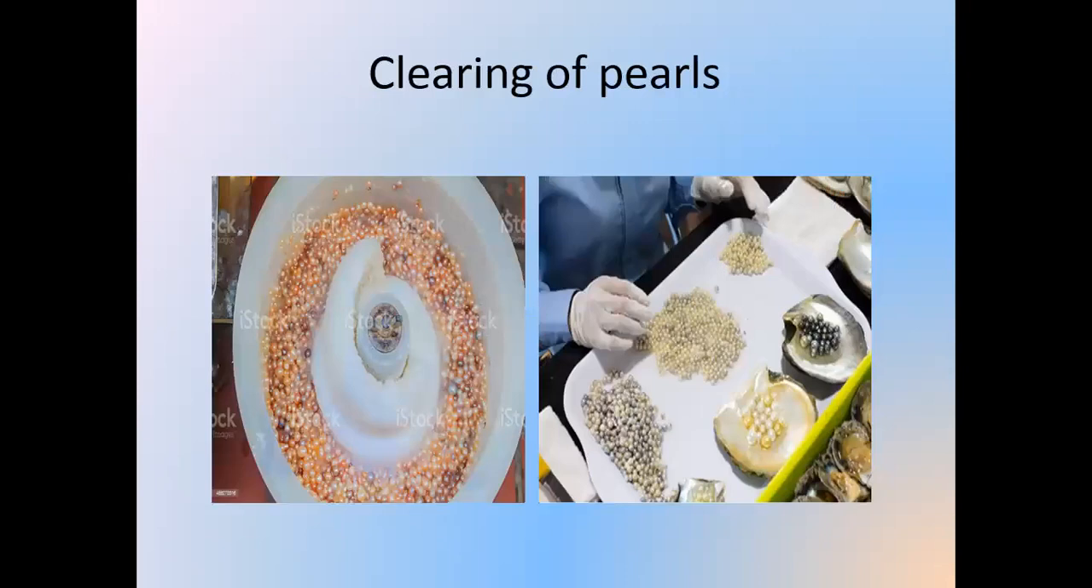Cleaning of pearls. Cleaning of pearls is a very essential part of pearl production. Basically, glazing pearls have a good demand in the market. So, pearl farmers are cleaning these pearls with salt and chemical composition for upgrading the glazing component of the pearls.